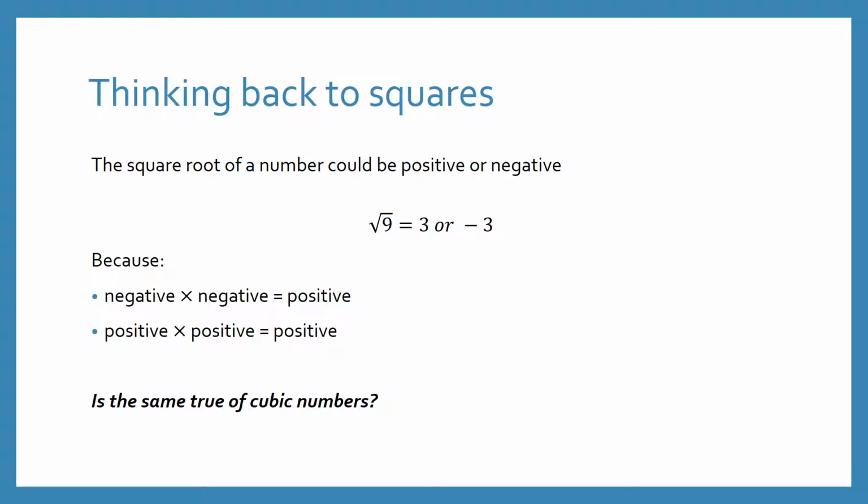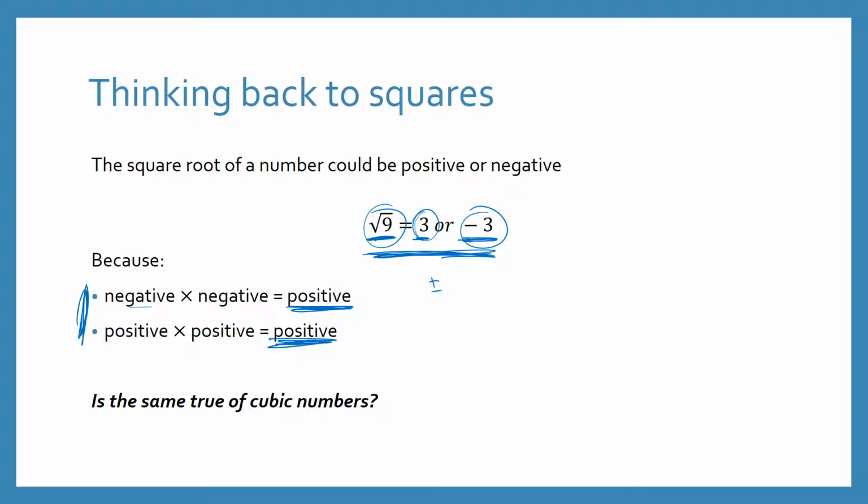So when we think back to our square numbers, if we had, say, the square root of 9, we're going to get two answers. We can get positive 3 or negative 3. And the reason we do that is down here, because if we multiply a negative times a negative, we know it gives us a positive. So we have minus 3 times minus 3 will give us 9. If we had a positive times a positive, we're going to get a positive. So 3 times 3 is going to give us 9. So in the case of a square, we're going to have two possible solutions come up. We're going to have a positive and negative solution.